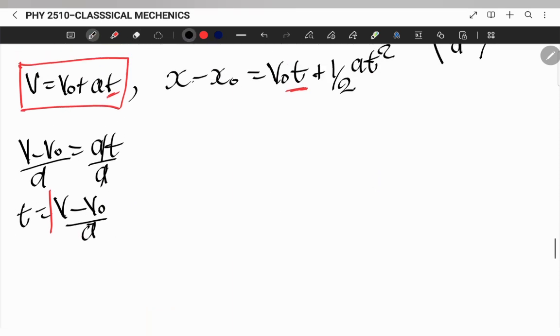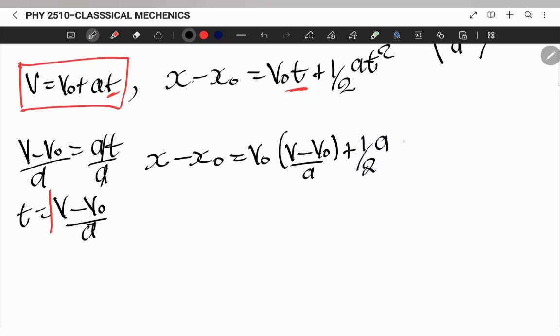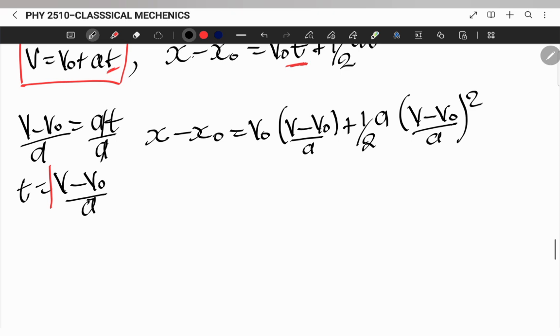Okay, so x minus x naught is equal to v naught. So we're going to plug that in over a, half a. So then (v minus v naught) over a, squared. So you know, this is a pain that we are going to go through because we are going to square all of these things. So make sure you understand what I'm going to do right now.